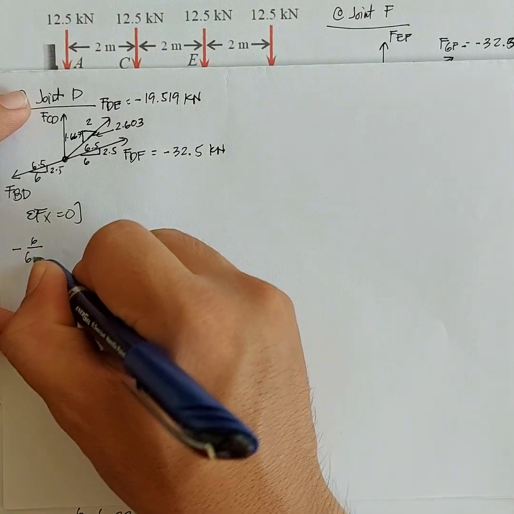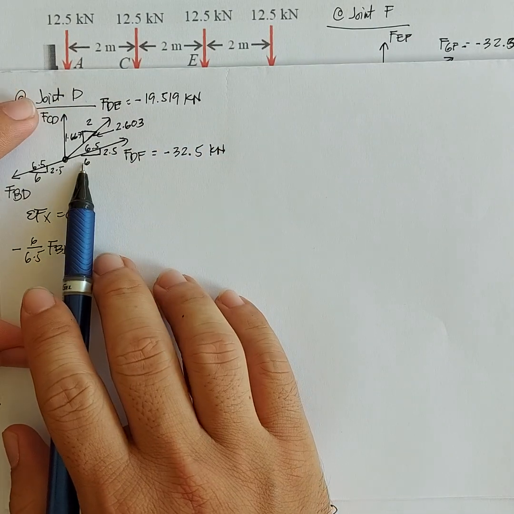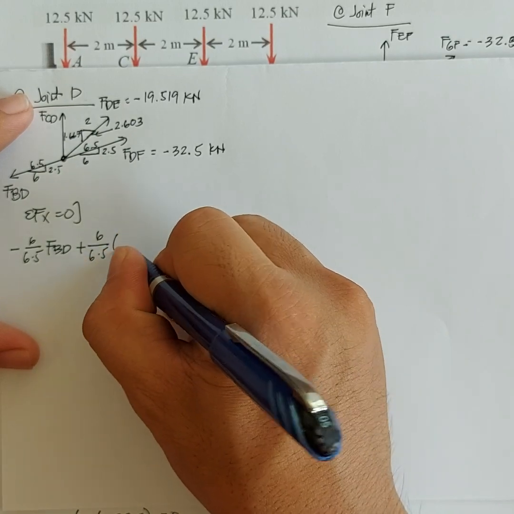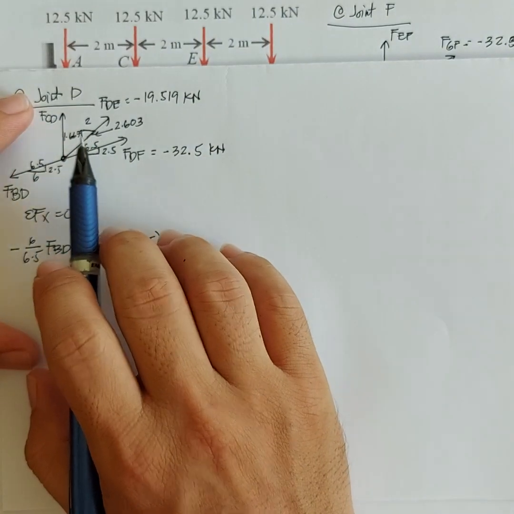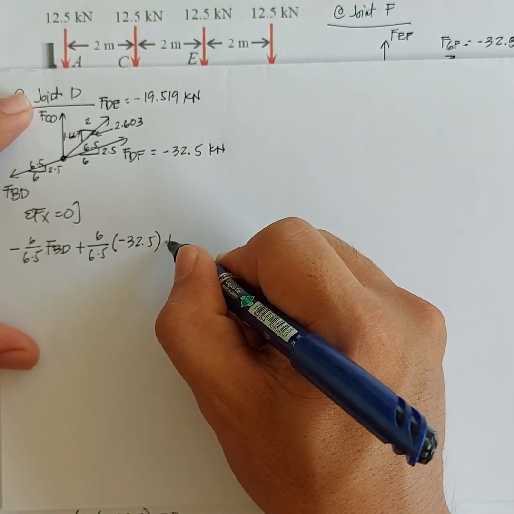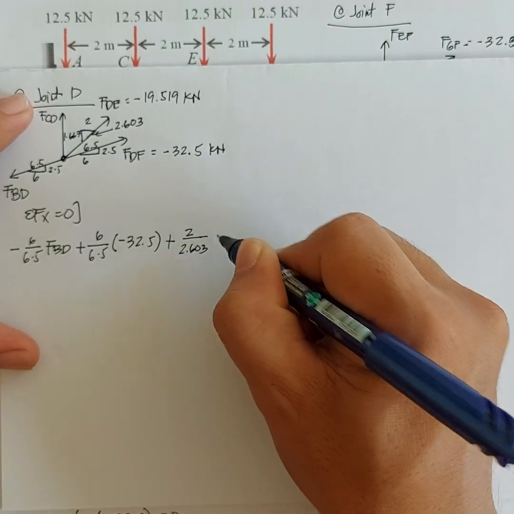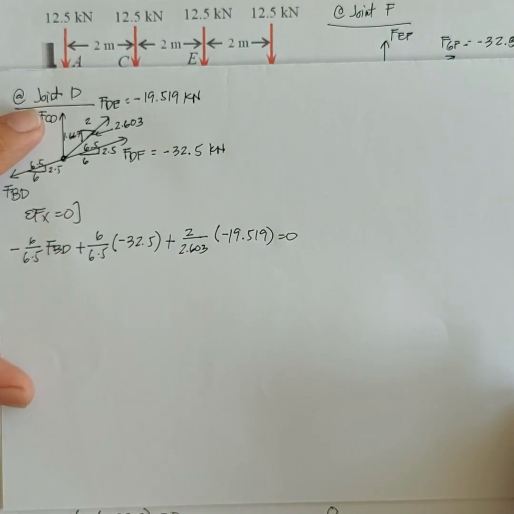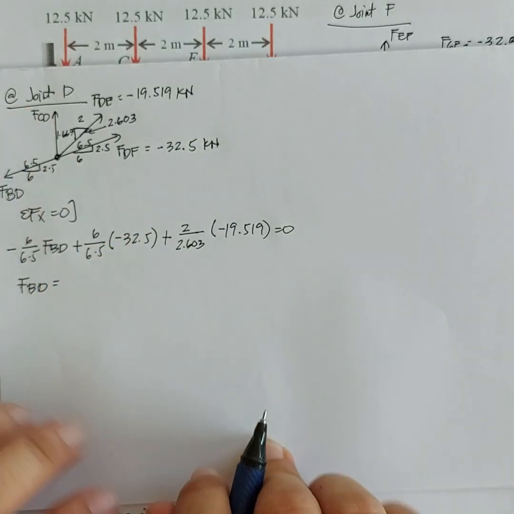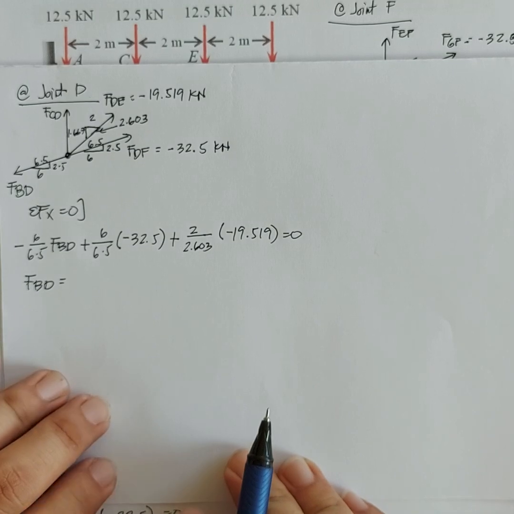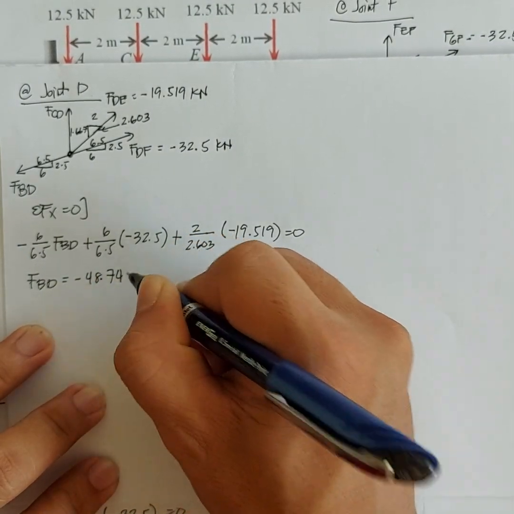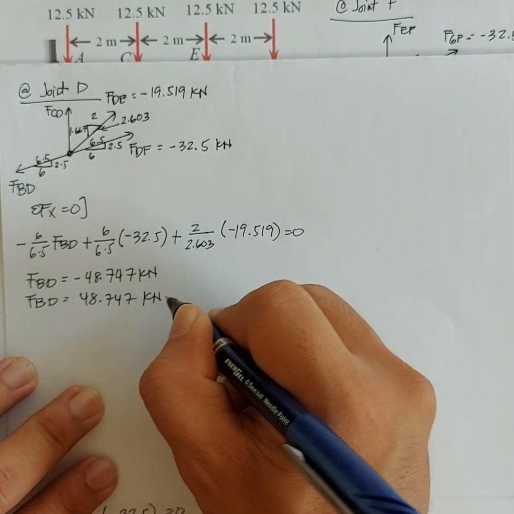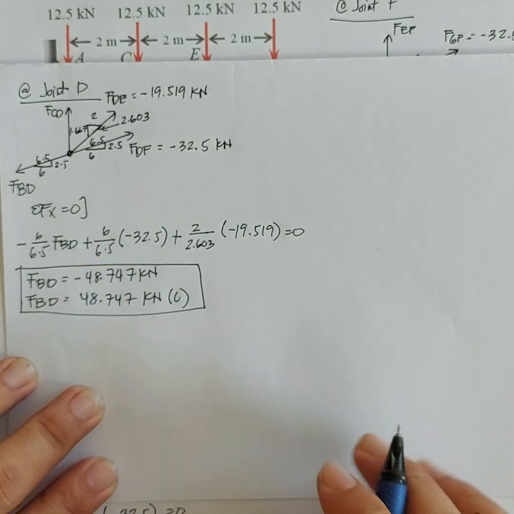We have 6 over 6.5 times FBD. Horizontal component ng FDF. To the right siya. So, plus 6 over 6.5 times negative 32.5 kilonewtons. And then component of FDE. To the right then. So, plus 2 over 2.603 times negative 19.519 equals 0. So we can solve now for FBD. So what is FBD? FBD is equal to negative 48.747 kilonewtons, or that is equivalent to 48.747 kilonewtons na compression. So that is FBD.